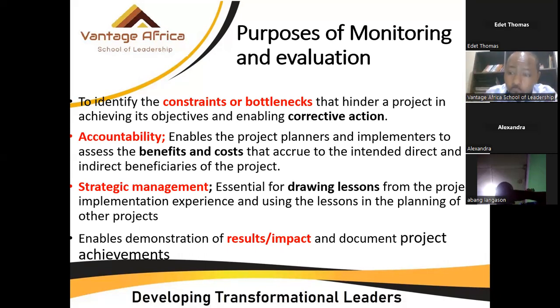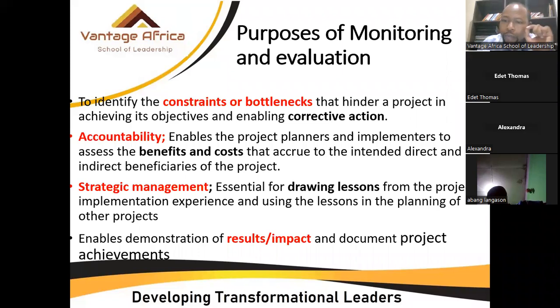Because I know if I were to report on that in a structured way, we would get double the number of partners that we are getting. So with monitoring and evaluation, you are able to demonstrate results and document project achievements.